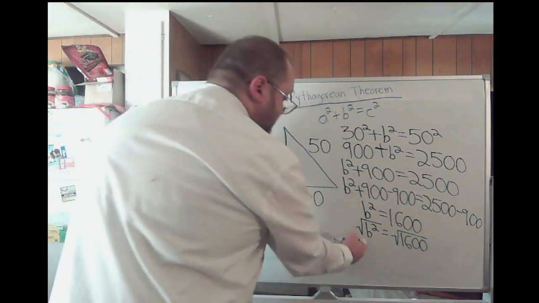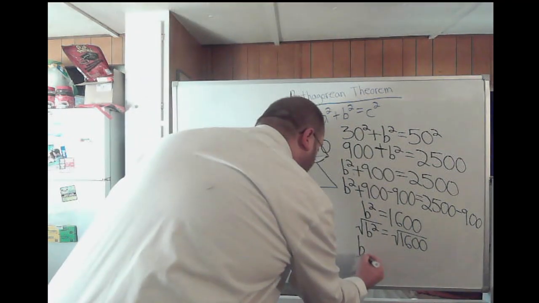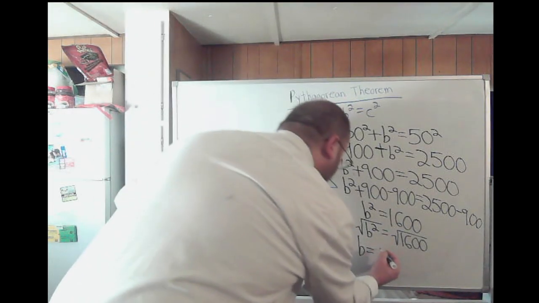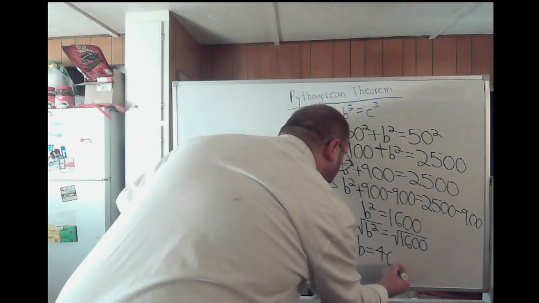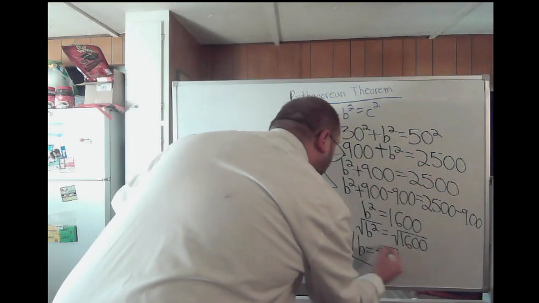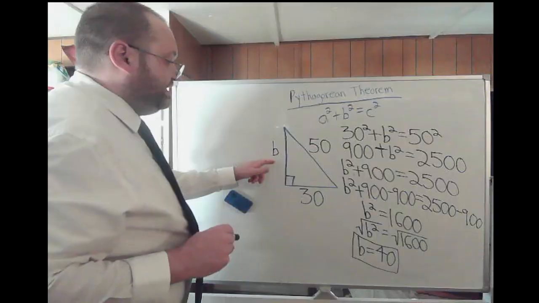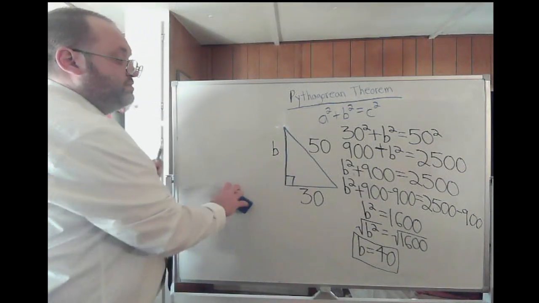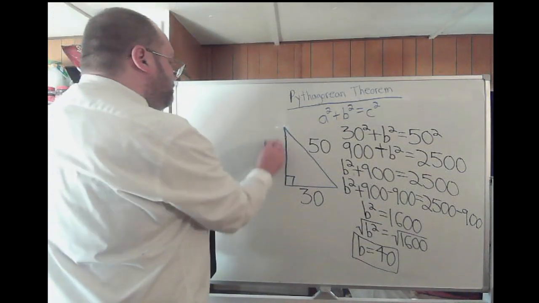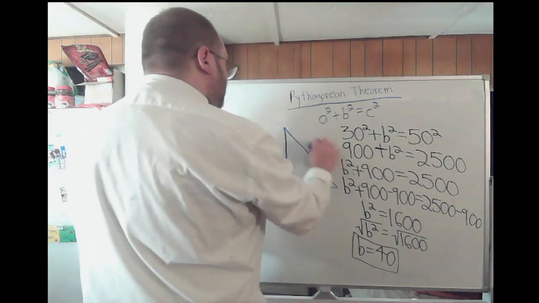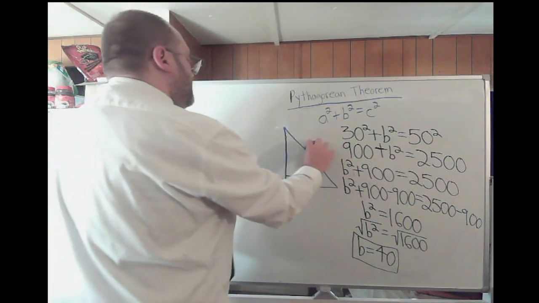Well, on the left side, square root of b squared is just b. b is equal to the square root of 1600, which is 40. So the answer for the unknown leg b is equal to 40. That's exactly what you would get. And I got one more example here of twisting Pythagorean theorem around.